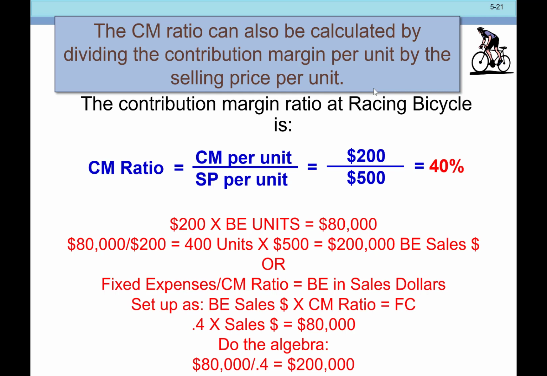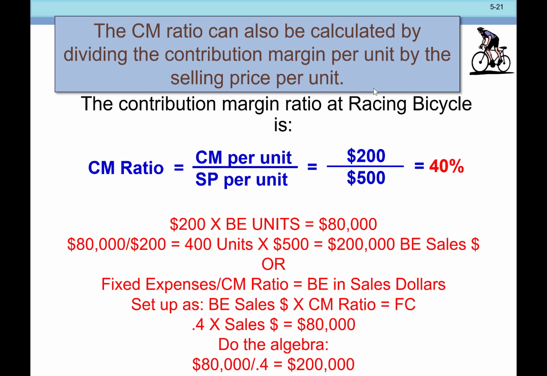I have to set it up. I always set it up. Break-even sales dollars times contribution margin ratio has to equal fixed cost. Do the algebra, and by using the contribution margin ratio, the answer automatically comes to me in dollars, right?